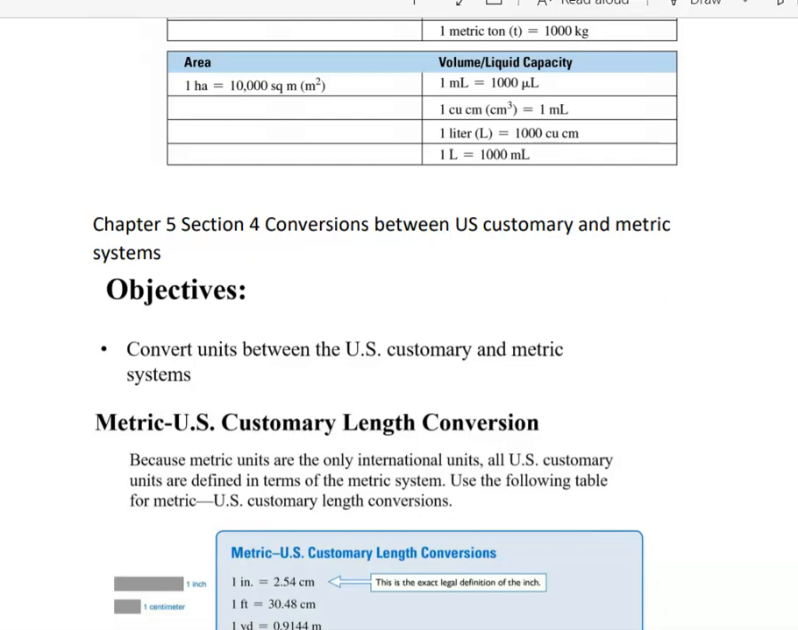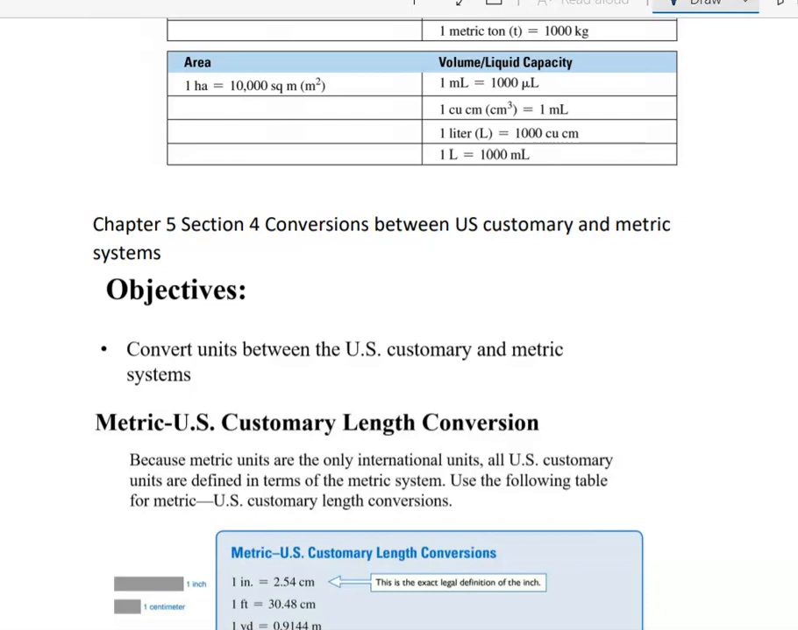Okay, in this section we're going to talk about Chapter 5 and we're going to discuss Section 4, which is conversions between U.S. Customary and metric systems. So we're going to convert units between the U.S. customary and metric systems. And because the metric units are the only international units, all U.S. customary units are defined in terms of the metric system.